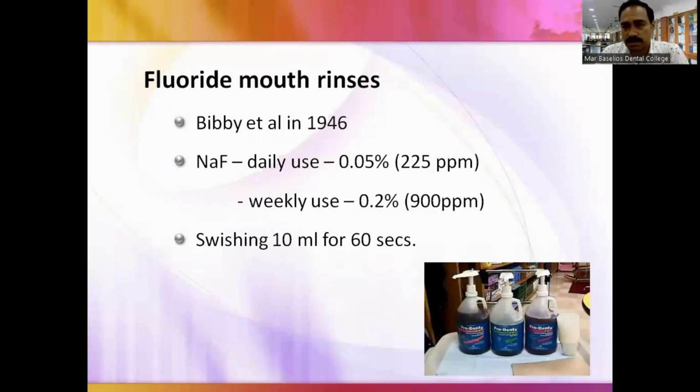Next is fluoride mouth rinses. Fluoride mouth rinses were founded by Eby et al. in the year 1946, and we mainly use sodium fluoride as the fluoride mouth rinse, with concentrations for daily usage and also weekly usage. For daily usage, we use around 0.05%, which comes to around 225 ppm. And for weekly usage, we take around 0.2%, which gives around 900 ppm, because it is a weekly usage, so you need to have more ppm. Whereas in daily usage, you give only a very mild dosage of around 0.05%.